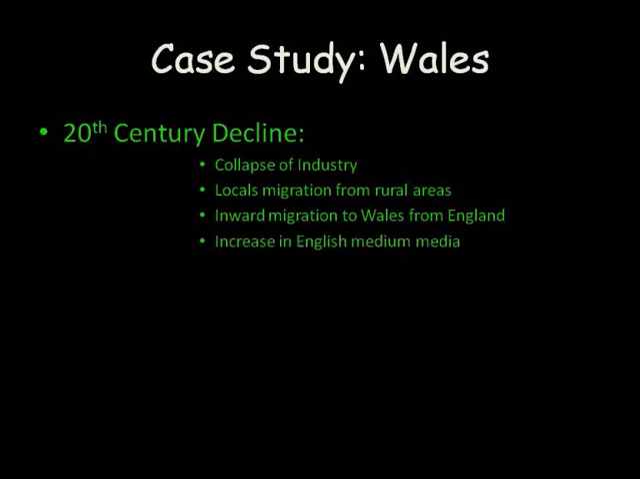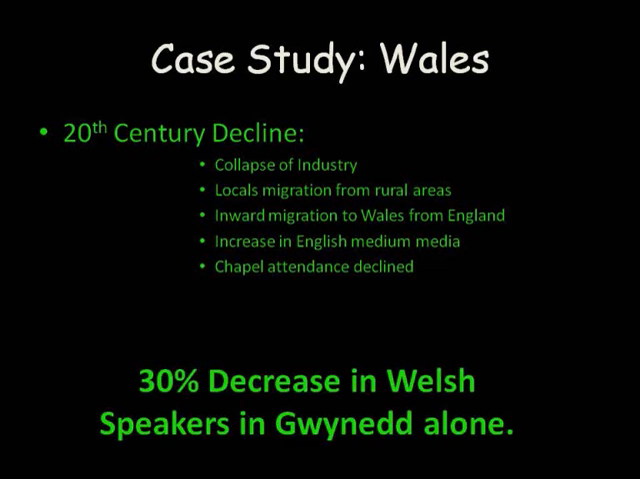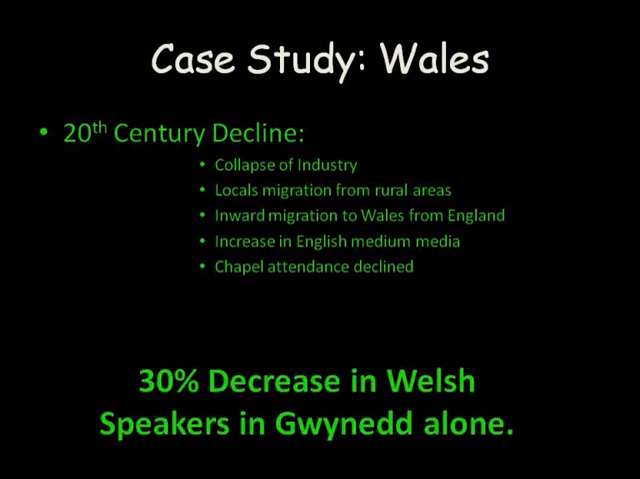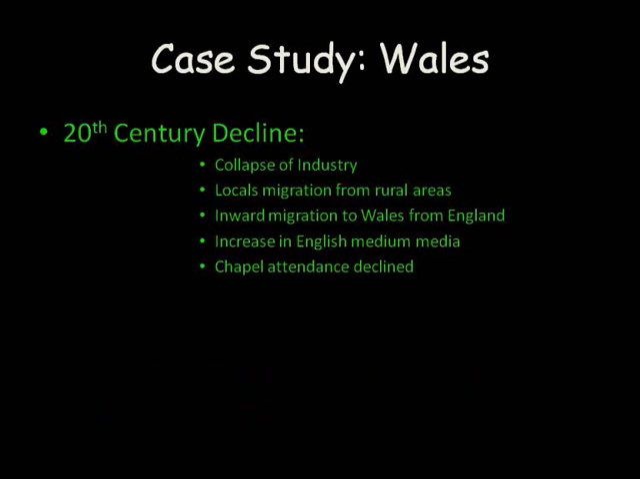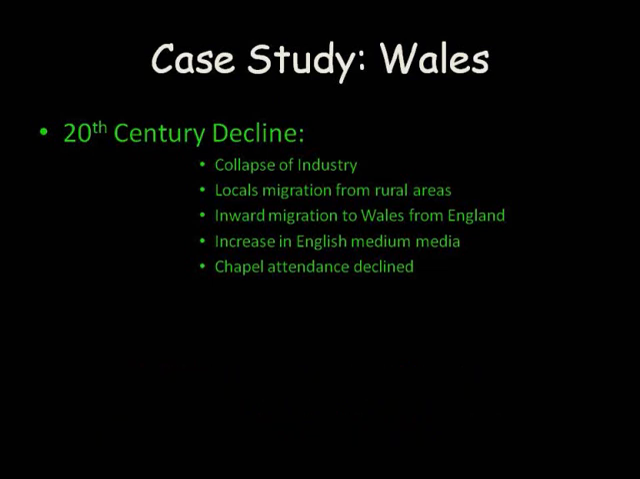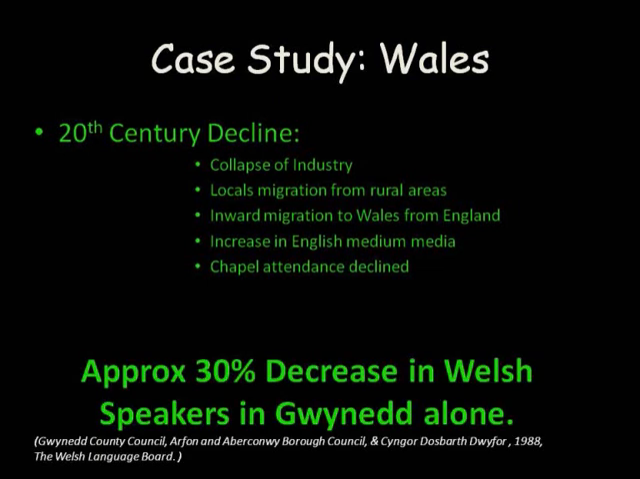There was also an increase in English media such as TV channels, print media and the internet. Chapel attendance also declined, and so did community-based activities where Welsh was the main language of communication. All these combined led to a 30% decrease in Welsh speakers in Gwynedd alone. What is interesting is that the Welsh strongholds also had the highest unemployment rate, suggesting that migration for employment in Wales was a prominent cause for a decrease in the language use.